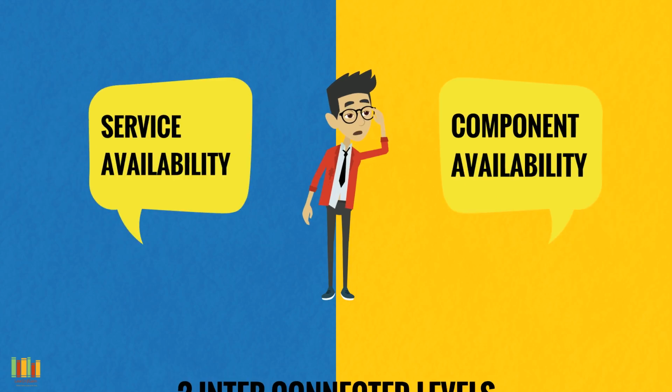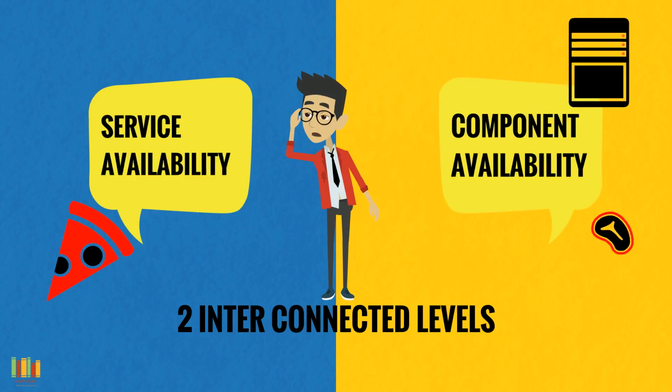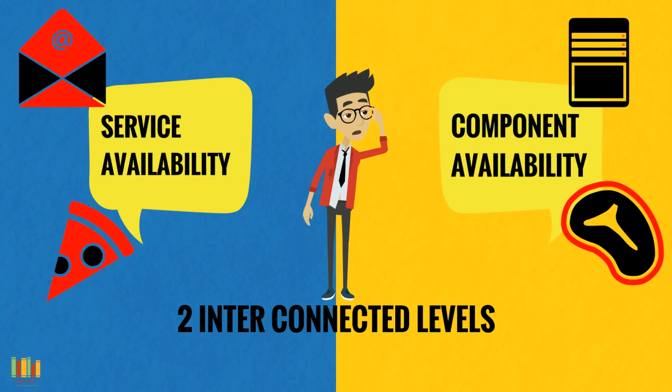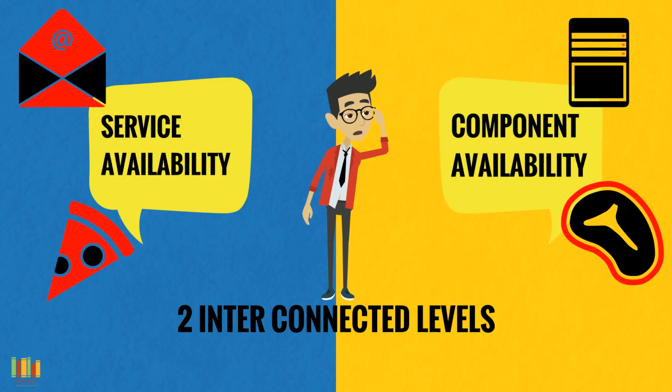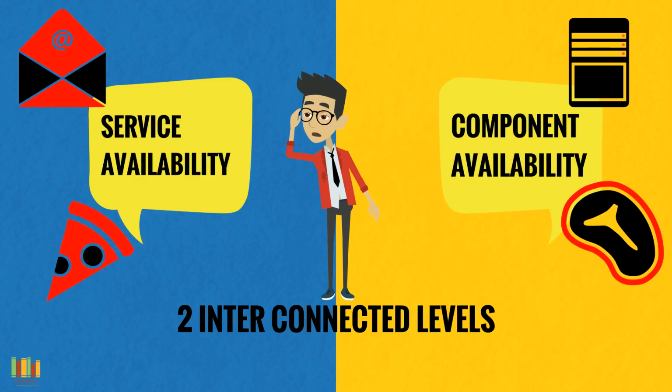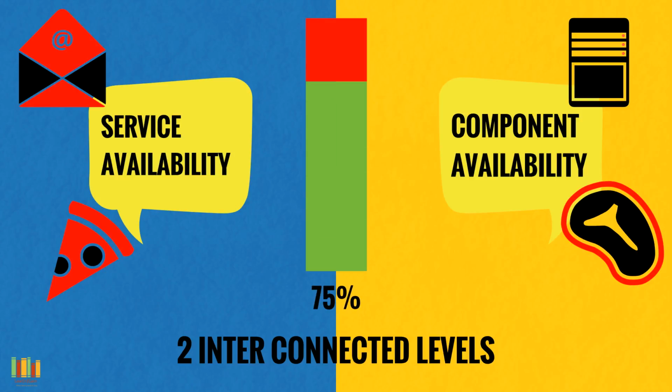There are two interconnected levels of availability. They are service availability and component availability. Before we get into the details, how do we define availability in IT? Availability is usually referred to as the amount of time a service is not available. It is the ability of a component, or CI, to perform its agreed function when required.